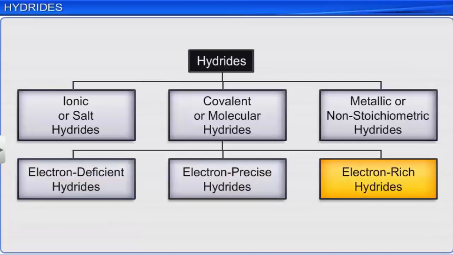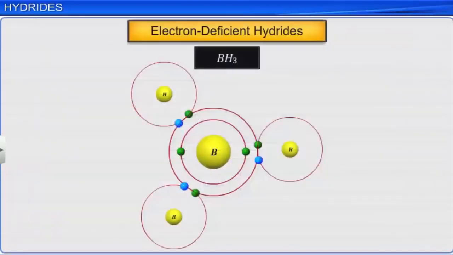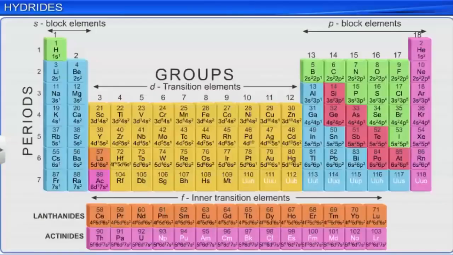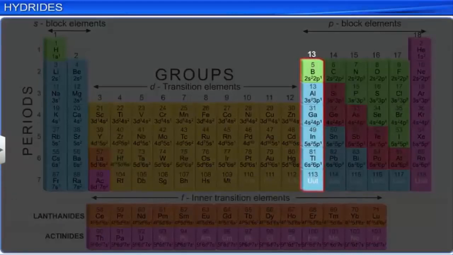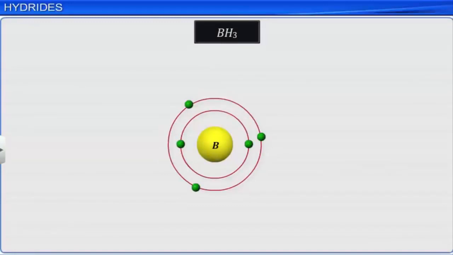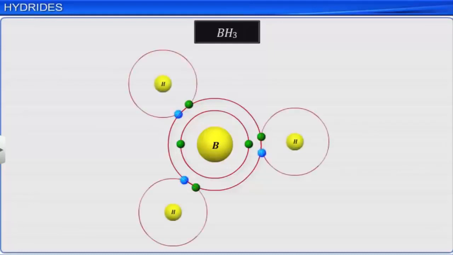As the name suggests, electron-deficient hydrides do not have the required number of electrons to write their conventional Lewis structure. In other words, they do not have complete octets. The hydrides of group 13 form electron-deficient compounds. For example, in borane BH3, boron has 3 electrons in its outermost shell and forms 3 covalent bonds with 3 hydrogen atoms, resulting in an incomplete octet with only 6 electrons.